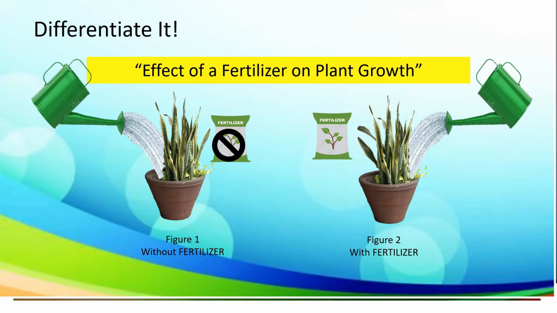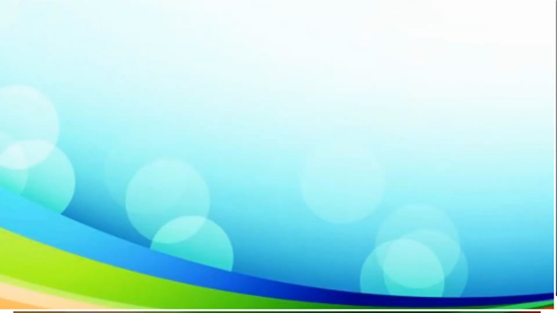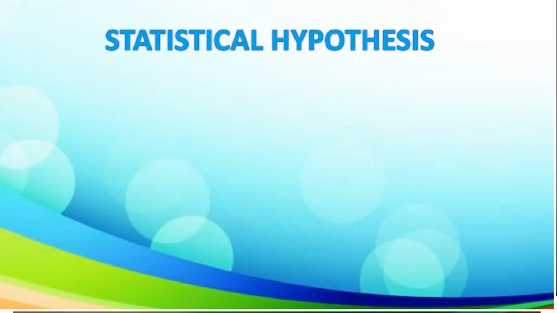What do you think are the variables shown in the pictures? Is there any relationship among the variables in Figure 1 and Figure 2? And how do these pictures relate to hypothesis? To clearly understand our activity, let us begin by defining statistical hypothesis.